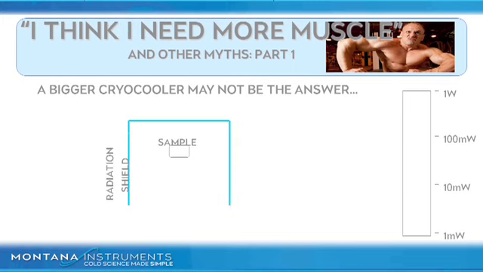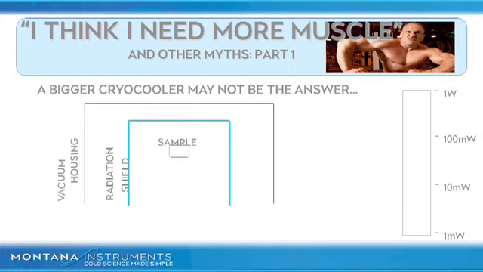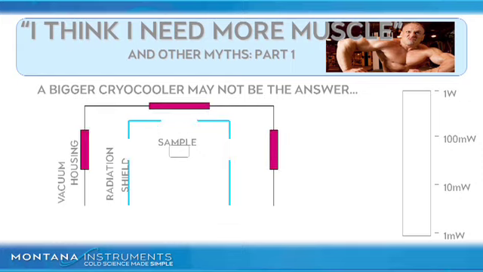Let's start with the sample. We'll put a radiation shield around it. This protects the sample from the radiation of the warm surfaces all around. Let's put a vacuum housing on it so we can pull a vacuum. It's an optical cryostat, so let's put some windows on it. Notice the radiation shield doesn't have any windows, but rather openings. This is what most instrument manufacturers do, but it's not the way we design our instruments.